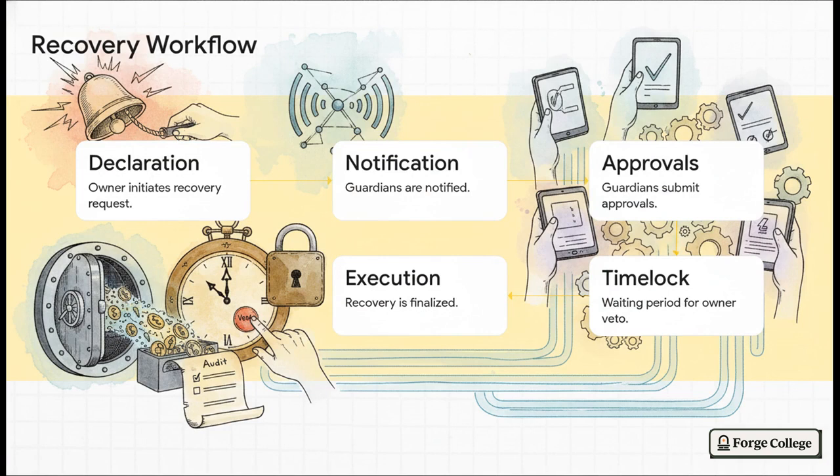Step 1, incident declaration. Step 2, notification and attestations. This is where your guardians get pinged. Step 3, guardian approvals, where they mathematically sign off. Step 4 is the time lock and owner veto window. And finally, Step 5, execution and audit. It is a beautiful, highly predictable pipeline.